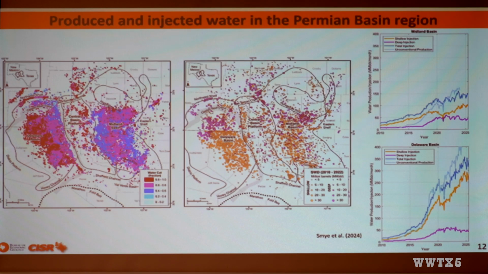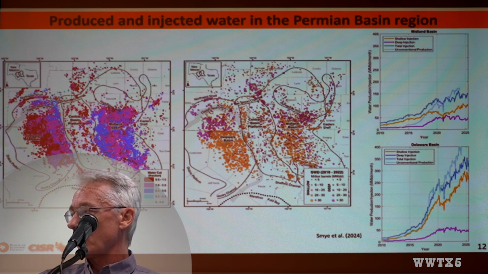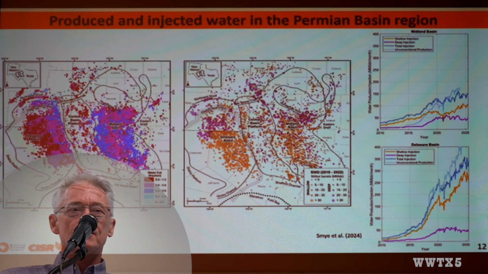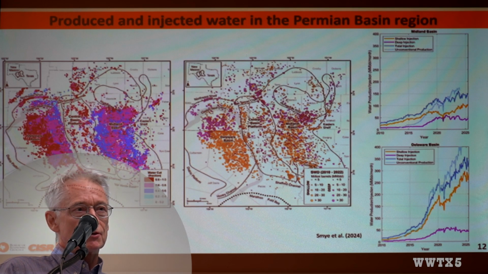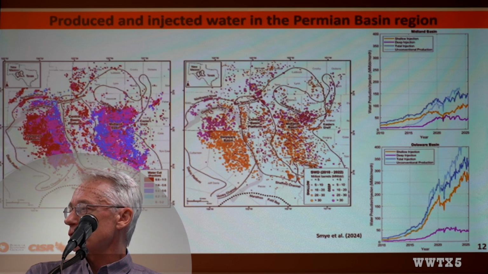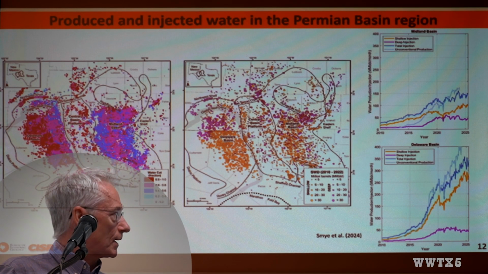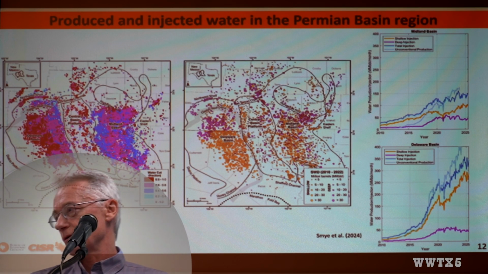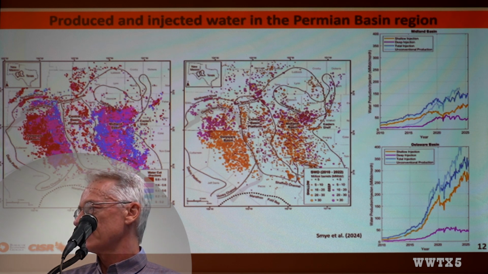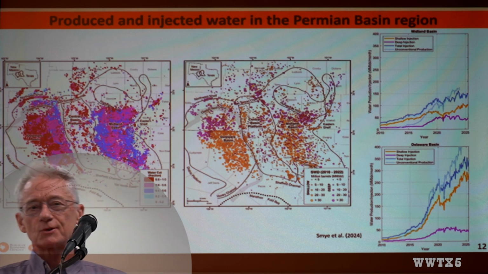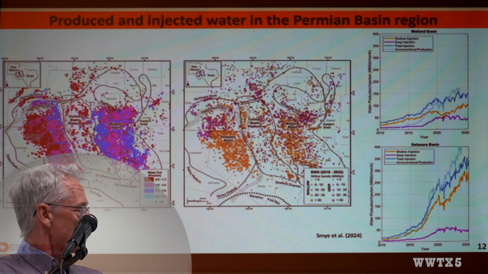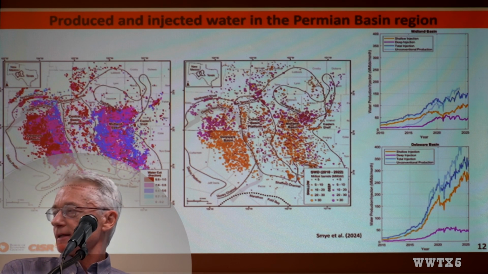So if you are lucky enough to have your assets on the edges of the basin, your water-oil ratio is lower. But it turns out that the TDS of the water at the center of the basin is lower. Sometimes it's even lower than that of seawater. And as you go to the edges, it's higher. There's a bunch of reasons for that, but that's a little bit out of the scope of this meeting. So that's basically what you need to remember: the water-oil ratio is much higher in the center, but the TDS is lower.